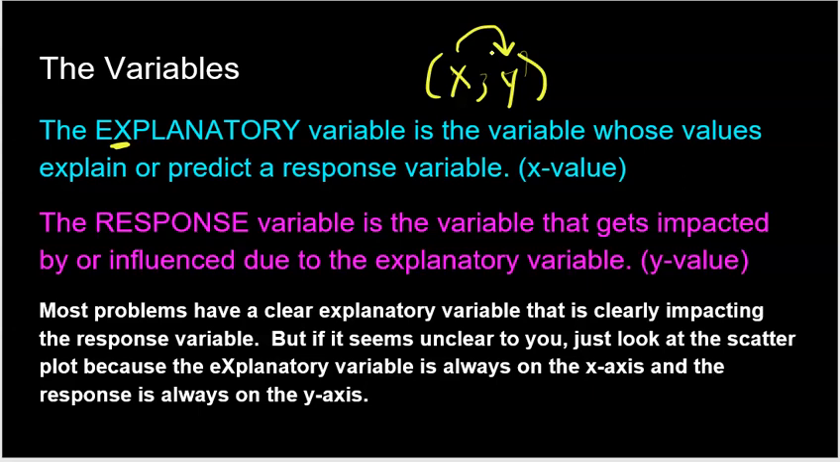But if it seems unclear to you, just look at the scatter plot, right? Because the explanatory variable is always going to be on the x-axis, and the response variable is always going to be on the y-axis. So even if, just reading the two variables, you're a little unsure which one's doing the explaining and which one's doing the responding, just look at your scatter plot, and you'll clearly see that the x-axis has the explanatory variable. You can't mess that up. And the response variable is on the y-axis.